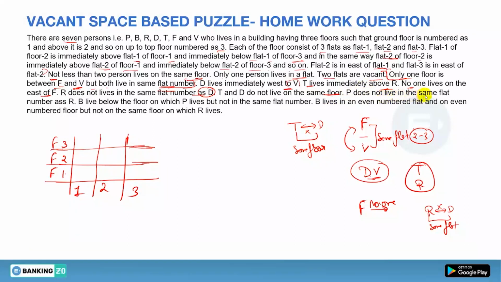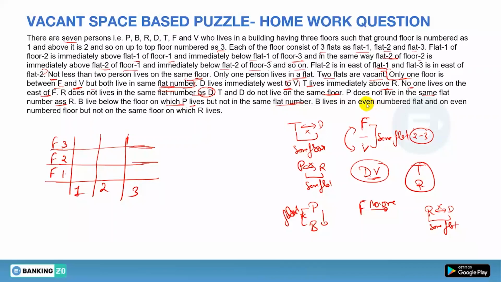Now P does not live in the same flat number as R. So P and R do not share the same flat. Now B lives below the floor on which P lives, but not in the same flat number. So the flat number of P and B is not the same.